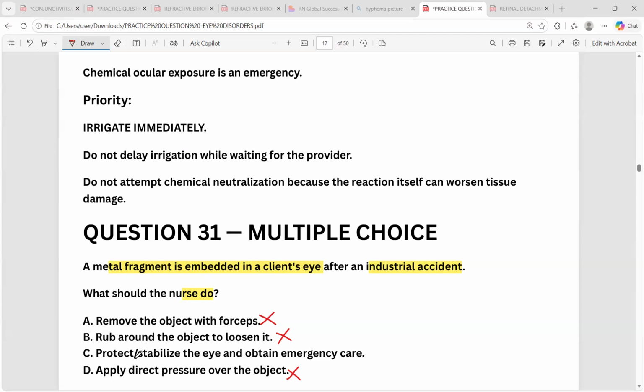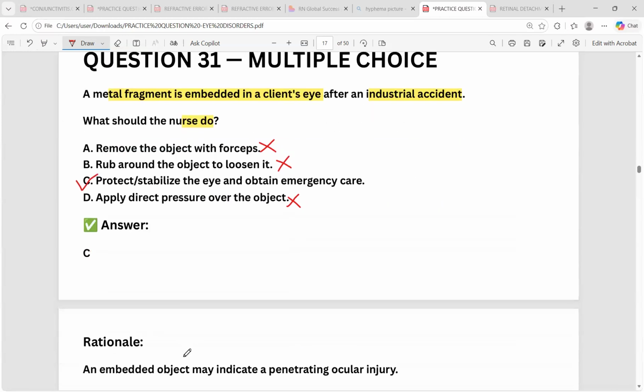So the possible answer for this situation is to protect and stabilize the eye, and obtain emergency care. We need to keep the client in a stable position. If the client is tilting or turning the head, the tissue injury can go into deeper tissue, and emergency evaluation is also necessary for this client. So the correct answer is option C, the possible answer in this scenario.